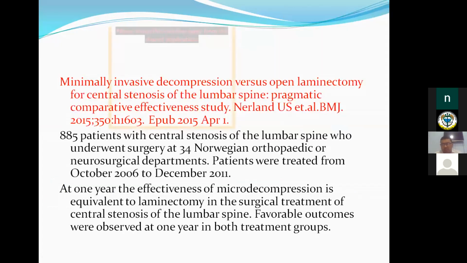So whatever the surgery, even minimally invasive or open technique, in both the groups the outcomes were favorable at 1 year follow-up. It doesn't matter whether it is minimally invasive surgery or traditional laminectomy, the results were favorable in both the groups.